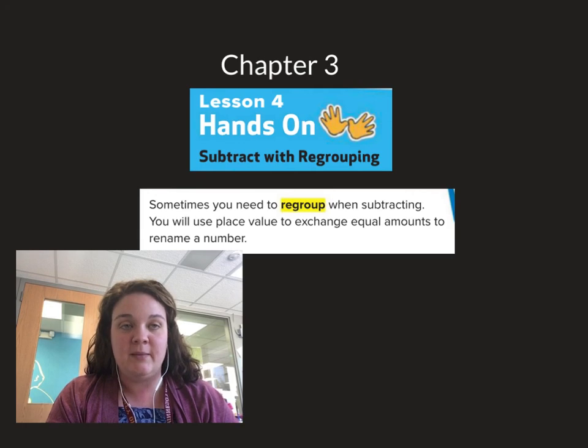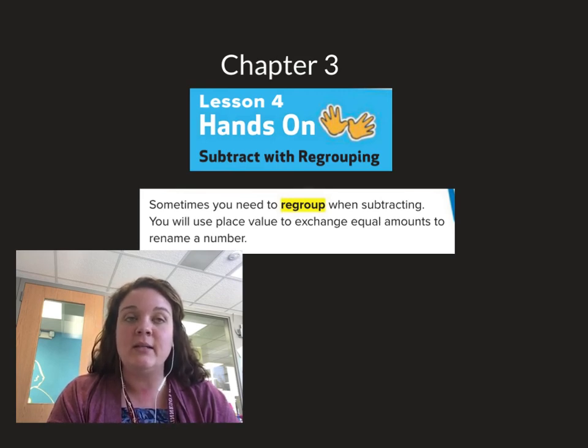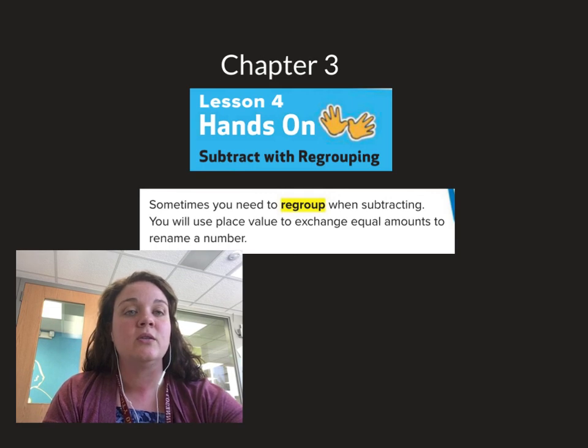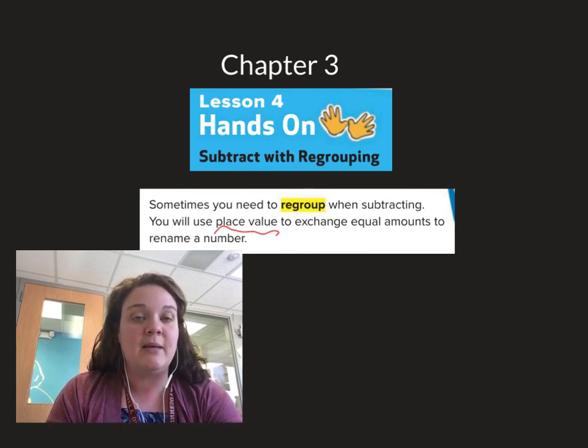Sometimes when you're subtracting, you don't have enough to take away from, so you need to regroup so that you can have enough. Now this is going to be one of those tricky ones where we're supposed to be using base 10 blocks, and it's kind of hard to do on a video. So we'll just try this out, see how it goes. Here it says you will use place value, which you guys are so good at, to exchange equal amounts to rename a number.